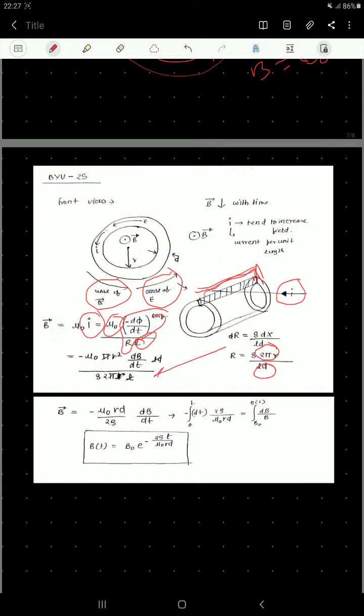Once putting all the values of resistance and field and d phi by dt, the value of d phi by dt would be area into dB by dt. Now putting the value of resistance and everything else, I'll get mu naught r d by 2 rho dB by dt. Integrating the function, I'll get the value of B as a function of time.